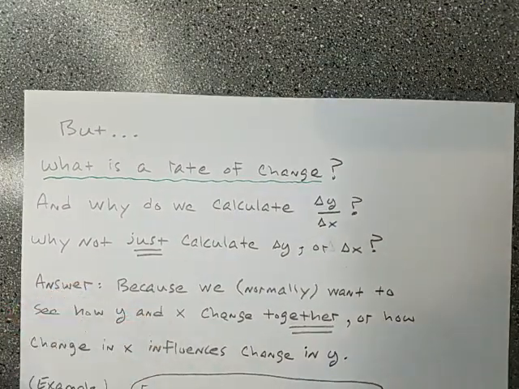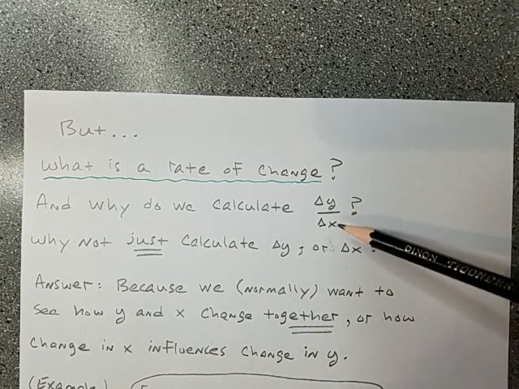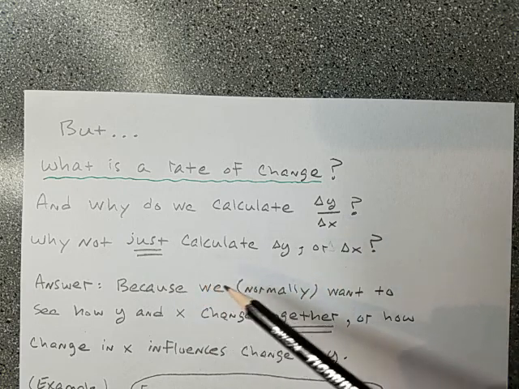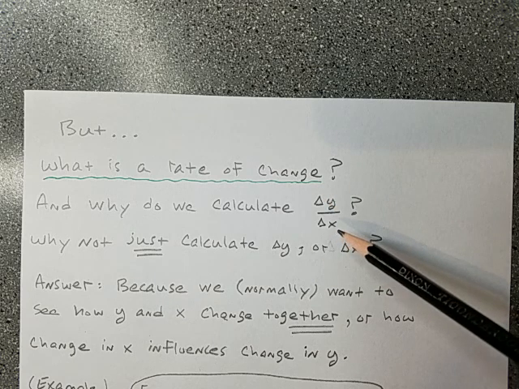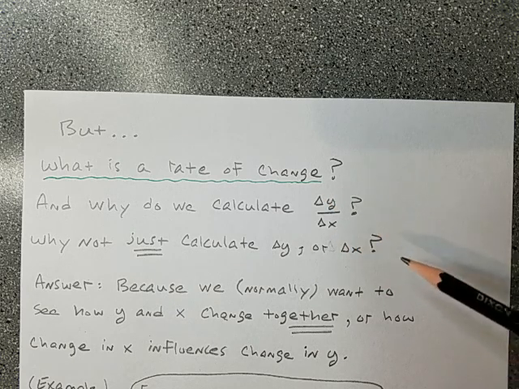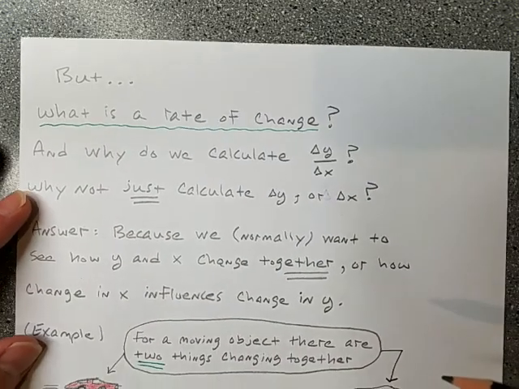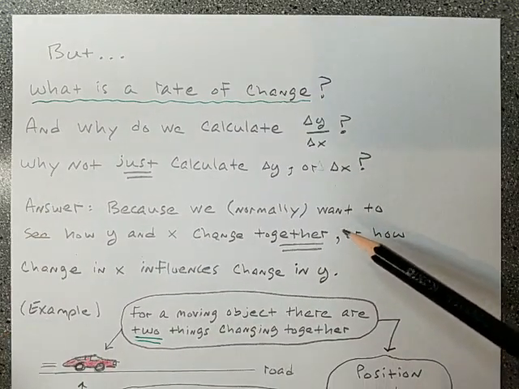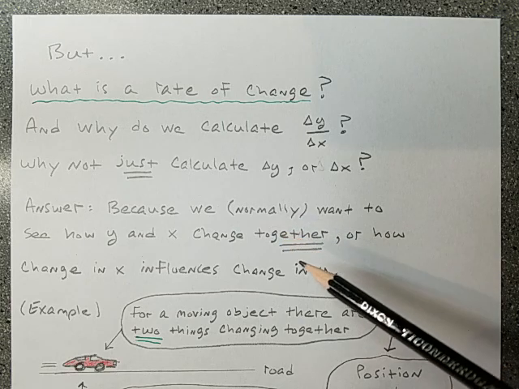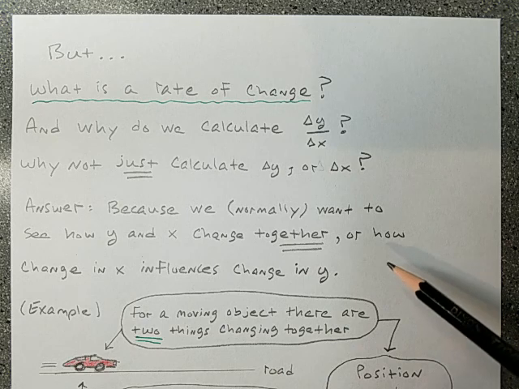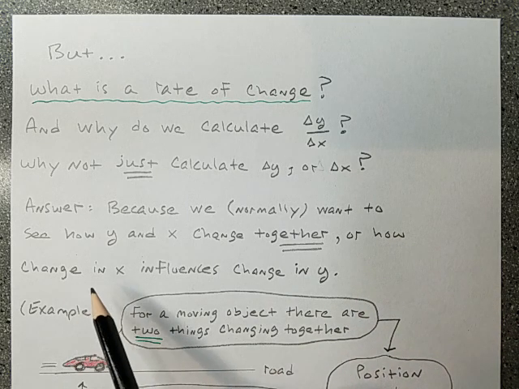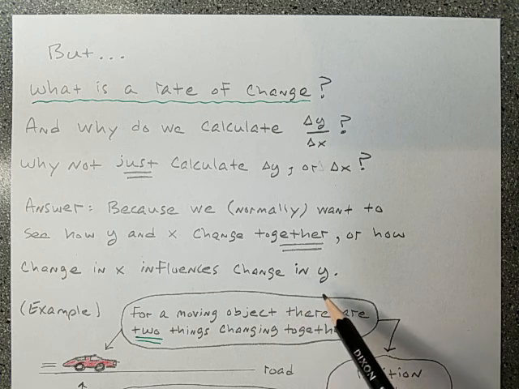But we should think about what a rate of change is, and why we calculate delta y over delta x. Why not just calculate delta y or just delta x? Why do we calculate them together? I want to answer all those questions with one example, all right? The short answer is that normally, maybe not all the time, we want to see how the variables are changing together, or how a change in x might influence change in the other variable y.